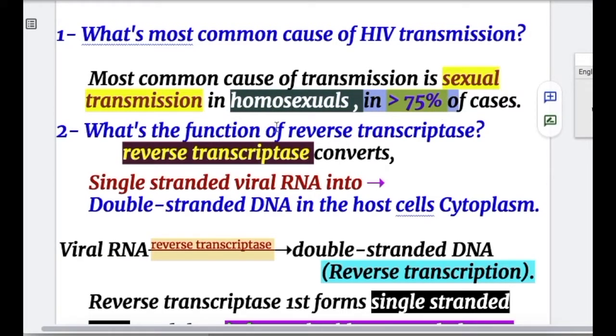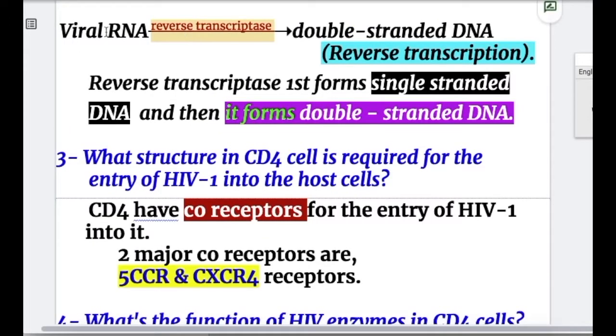Number 2, what's the function of reverse transcriptase? Reverse transcriptase converts single-stranded viral RNA into double-stranded DNA in the host cell cytoplasm, and then it's integrated into the host cell DNA in the nucleus. So reverse transcriptase converts viral RNA into DNA. This is known as reverse transcription, and reverse transcriptase first forms single-stranded DNA and then it forms double-stranded DNA.